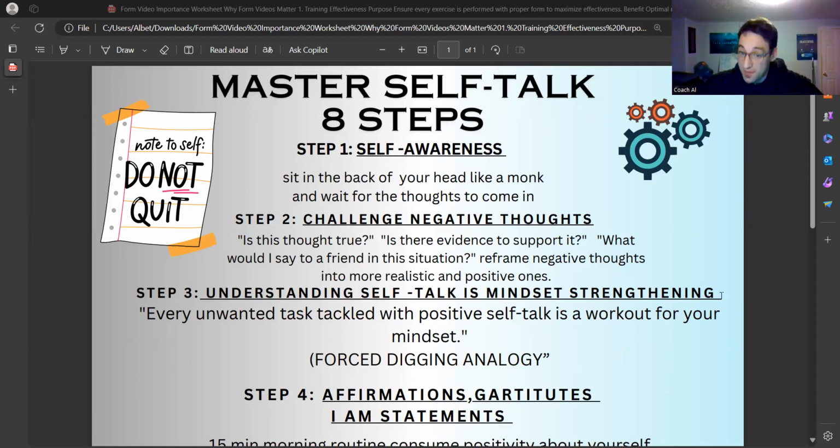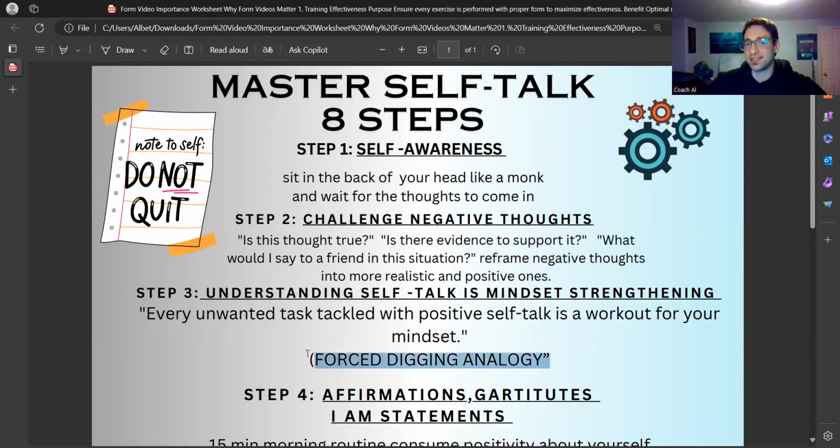Step three, this is probably my favorite step, guys. This resonates with me a lot. Step three is understanding self-talk is mindset strengthening. Anything you do is mindset strengthening, guys. Every unwanted task tackled with positive self-talk is a workout for your mindset.